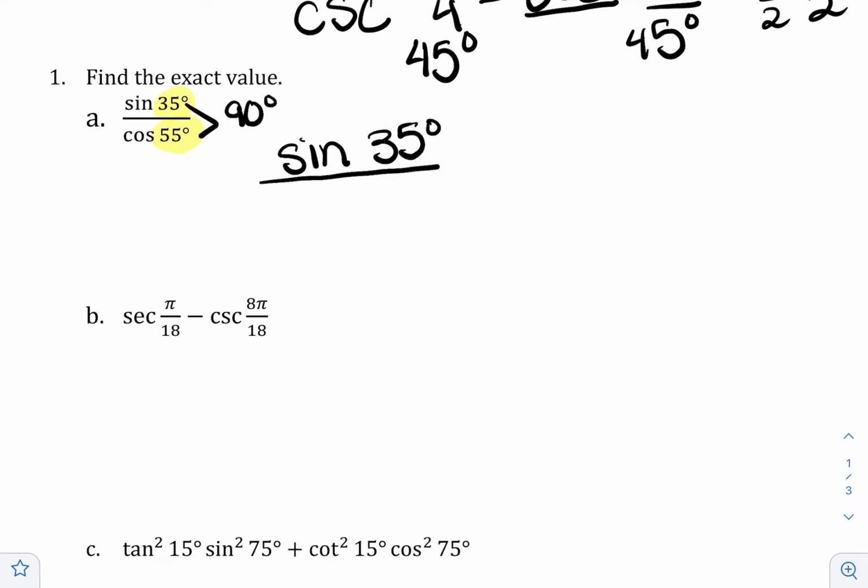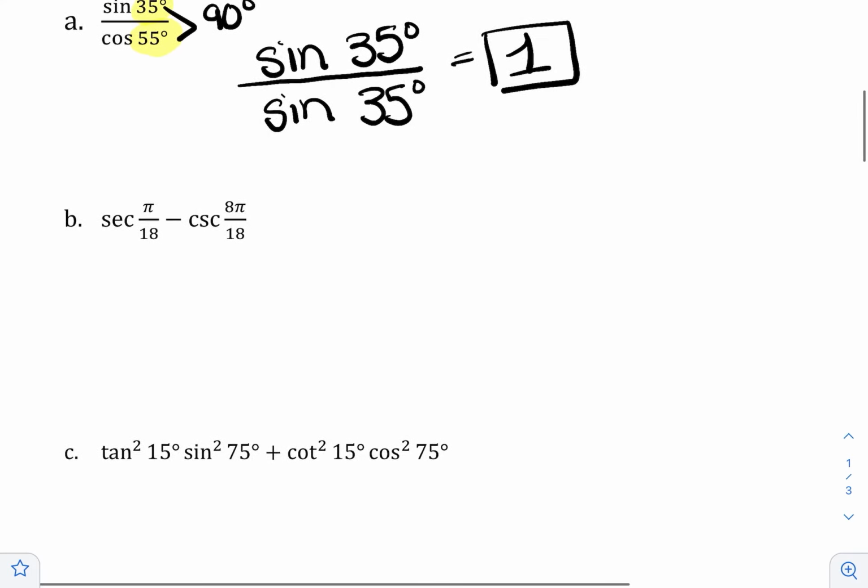And I'm going to change the bottom. So I'm going to change 55 to be 35. But if I change the angle, I have to change it to its cofunction. And the cofunction of cosine is sine. So then they would cancel each other out, and I'm left with 1.